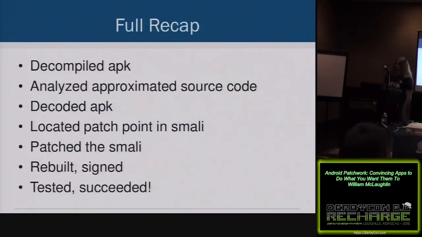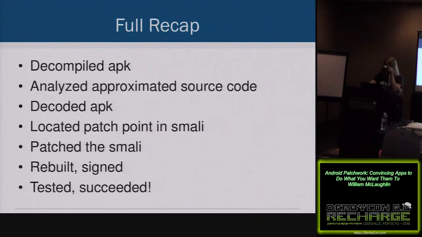So, full recap of what we did here. We started with an APK, we decompiled it. We got the approximated source code that we were able to look through and identify key parts of the code, key parts of the logic that we would need to modify in order to get the app to do what we want. We decoded the APK using APKtool.